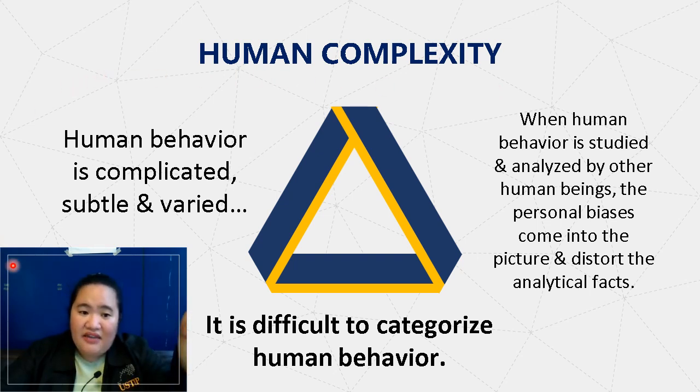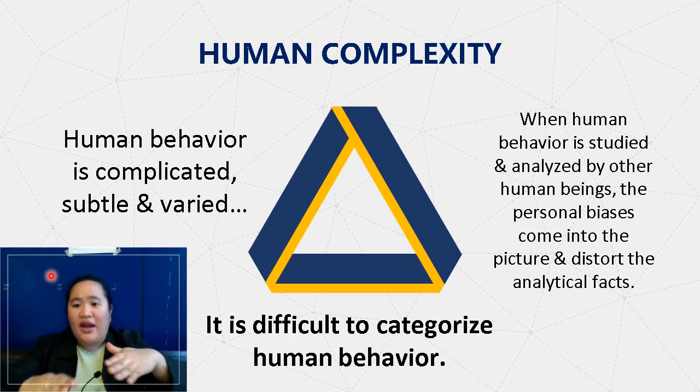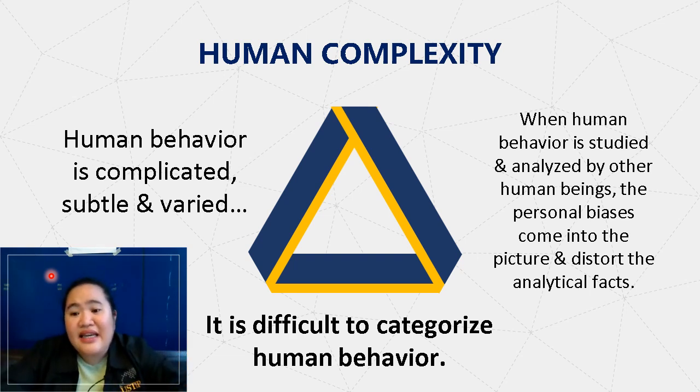Human behavior is actually complicated, subtle and varied. Everyone is different. Even if two people share the same class and look alike, there are still differences between them. So we are very much complicated, varied, because we are all different. So it is difficult to categorize human behavior.